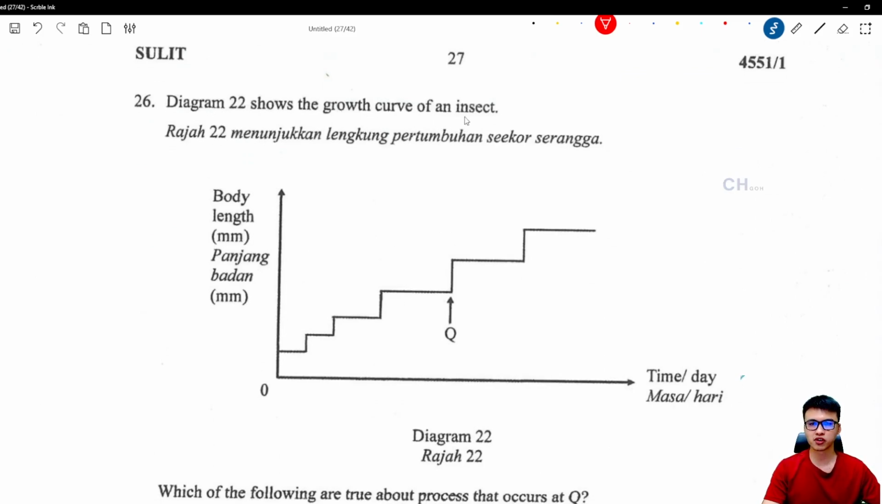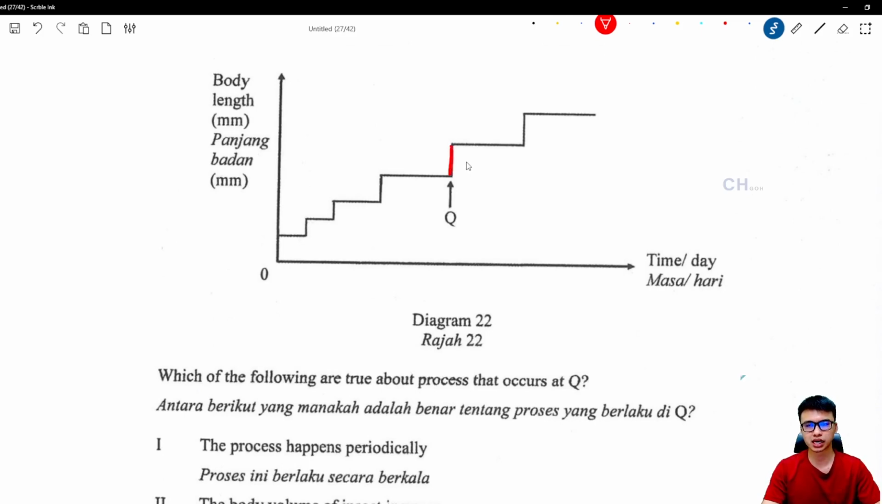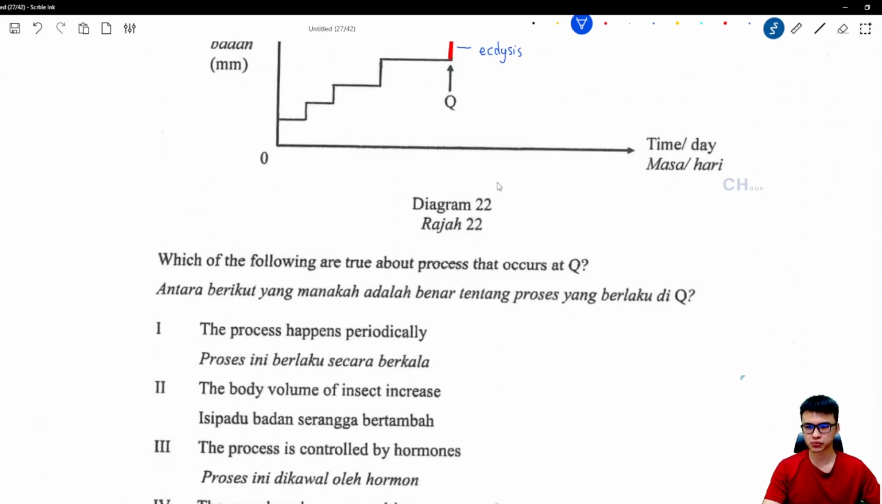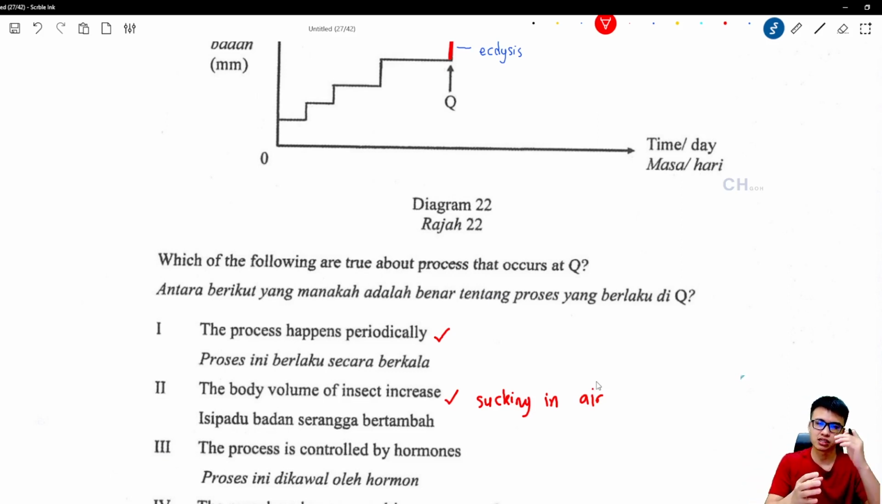Diagram 22 shows the growth curve of an insect. Okay, it's pointing at the vertical line. So the vertical line is when the insect is shedding their exoskeleton. We call the process ecdysis. Which of the following are true about the process that occurs in Q? The process happens periodically, yes. The body volume of the insect increases, yes, because they keep on sucking in the air so that their body can expand in a very short time, and then they will let the new exoskeleton harden. Then they will start to eat a lot of food so that their body can produce a lot of tissue. Okay, so this is what happens to them.